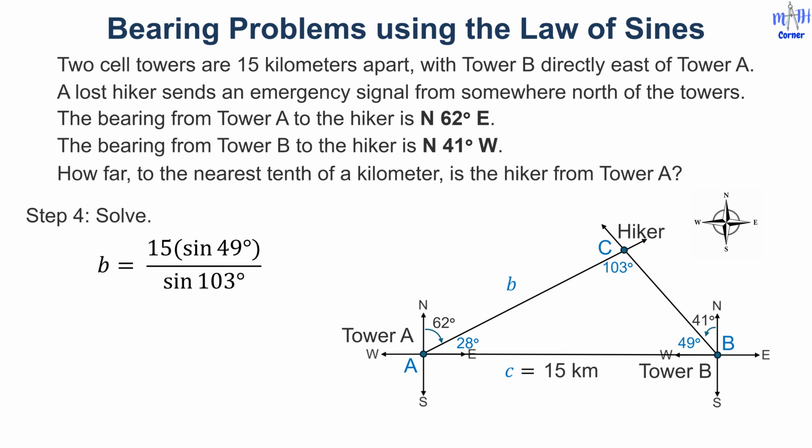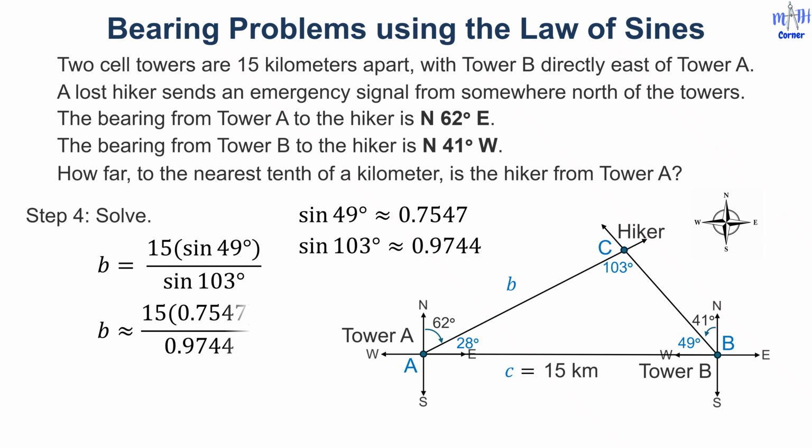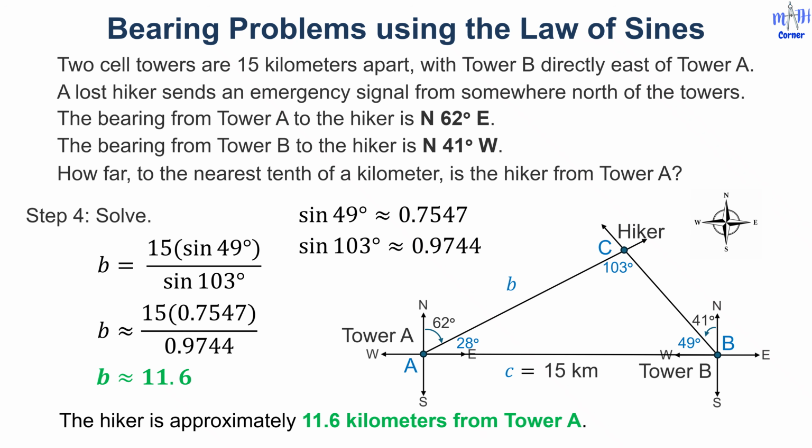Using a calculator, sine 49 degrees is approximately equal to 0.7547, and sine 103 degrees is approximately equal to 0.9744. Let's substitute the sine values. B is approximately equal to 15 times 0.7547, divided by 0.9744. So B is approximately 11.6. The hiker is approximately 11.6 kilometers from Tower A.